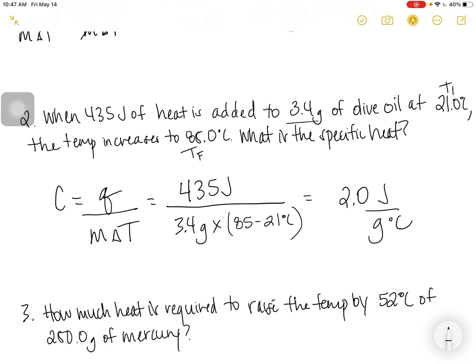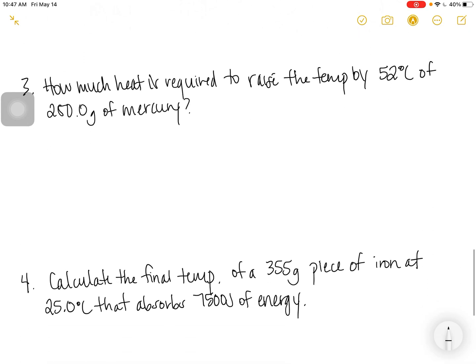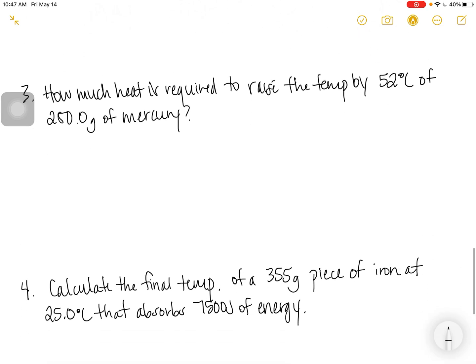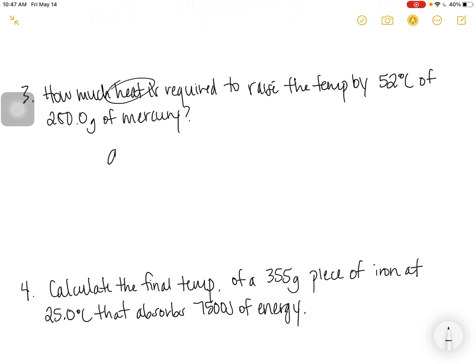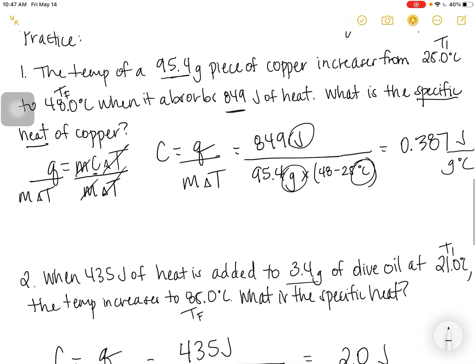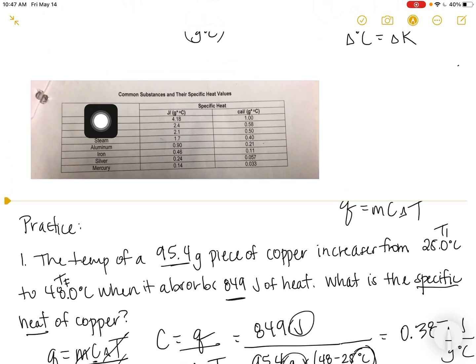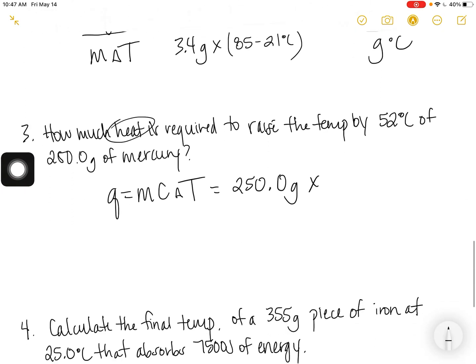Okay, number 3, how much heat is required to raise the temperature by 52 degrees Celsius of 250 grams of mercury. So how much heat? So they're actually asking me to solve for Q. I don't have to do any algebra here. I know the mass of 250 grams. I don't know C, but this is the specific heat of mercury. So if I go up to my table, I bet it's in there. Yep. So specific heat of mercury, we'll use the joules, so 0.14.